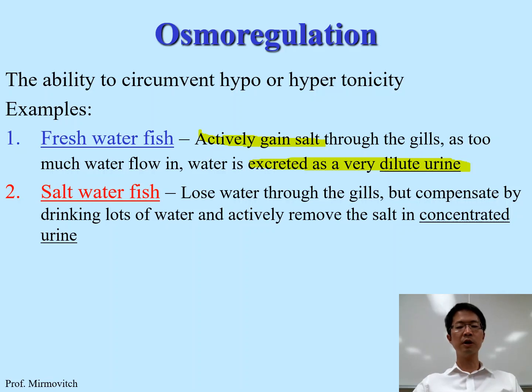For saltwater fish, they do the opposite. Because saltwater fish lose water through the gill all the time because of the osmosis, then what happens? They have to drink a lot of water all the time and also actively remove salt so that they have a concentrated urine. So by doing this, it helps them to keep the water inside the cells.